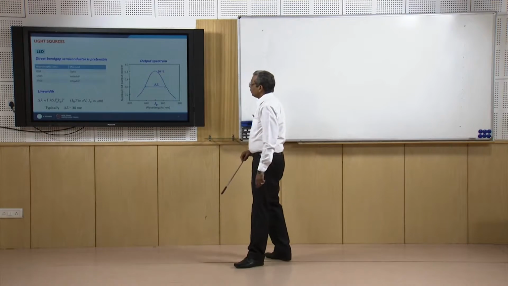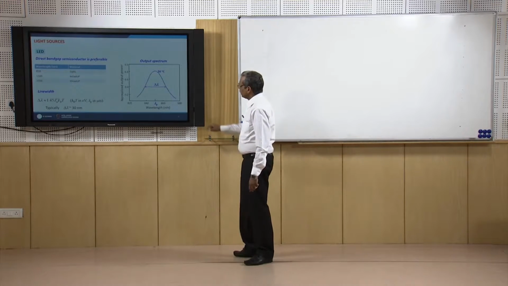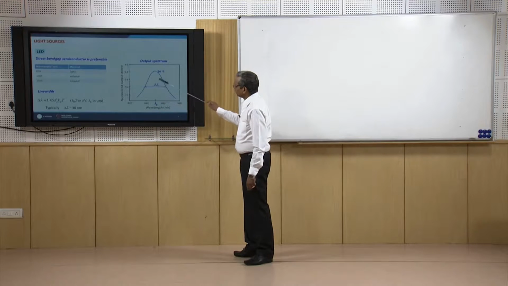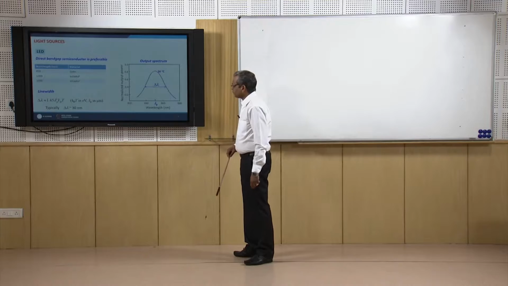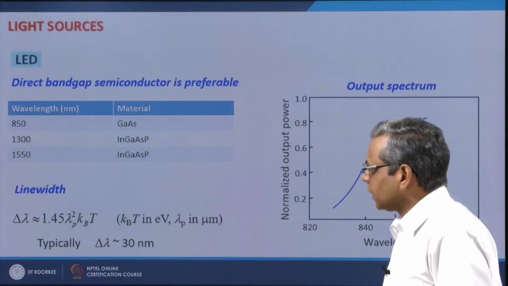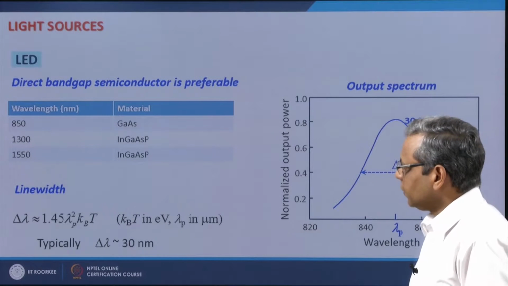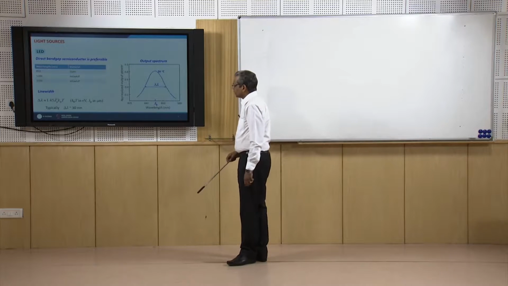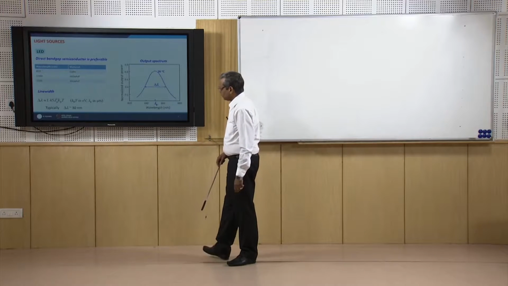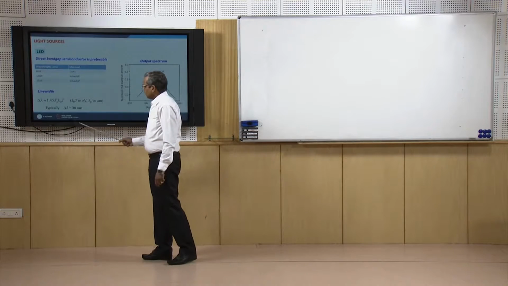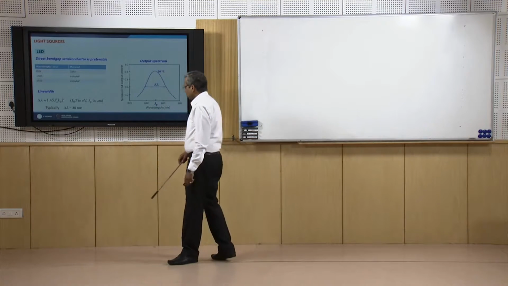The output spectrum of an LED looks like this, which is characterized by a peak wavelength lambda p and a line width delta lambda, which is given by 1.45 times lambda p square times kB times T, where kBT is in electron volts and lambda p is in micrometer. Typically for an LED, delta lambda is 30 nanometers.